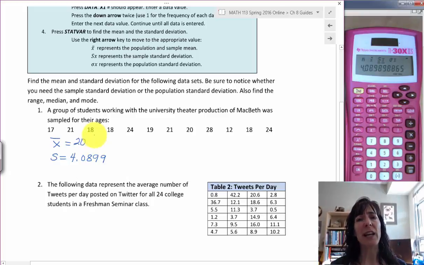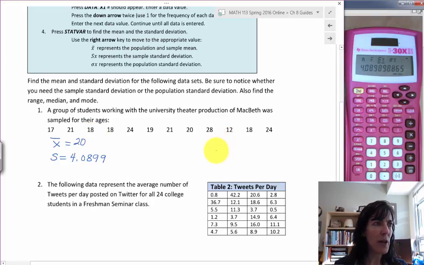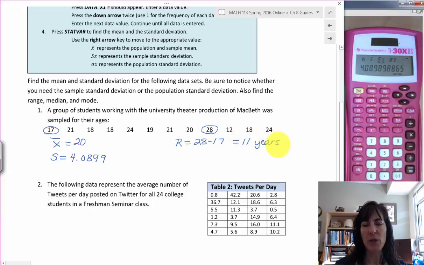Now, unfortunately, I have to go back and look for the range, the mean, the median, and the mode. So when I look at range, 17 might be the smallest number, it looks like. And the largest, I think, oh, there's a 28. So there's a 28. I think that's my largest. So for the range, I need to do 28 minus 17. And I think that's 11 years difference from the youngest to the oldest in the group.